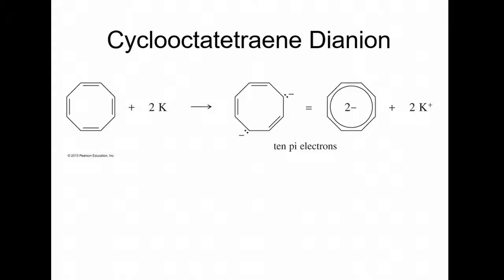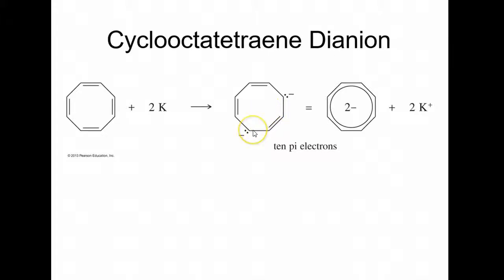Cyclooctatetraene. Because there's four double bonds, it's a tetraene. If you add two equivalents of potassium metal to it, you can actually form this dianion. Now, by looking at that, how stable does that look to you? Yeah, it doesn't look very stable, does it?